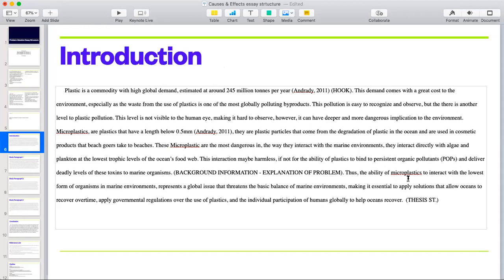Thus, the ability of microplastics to interact with the lowest form of organisms in marine environments represents a global issue that threatens the basic balance of marine environment, making it essential to apply solutions that allow the oceans to recover over time, apply governmental regulations over the use of plastic, and the individual participation of humans globally to help oceans recover. So I want you to take a minute, read it again, and tell me, what do you think? Is it good? Is it weak? Is it strong? Does it include everything that we needed to include? I want you to tell me.